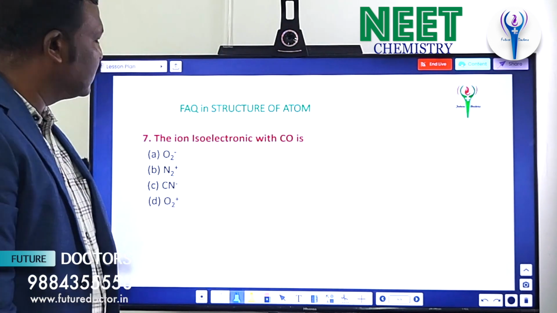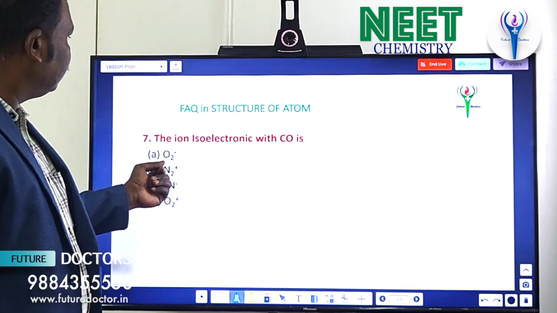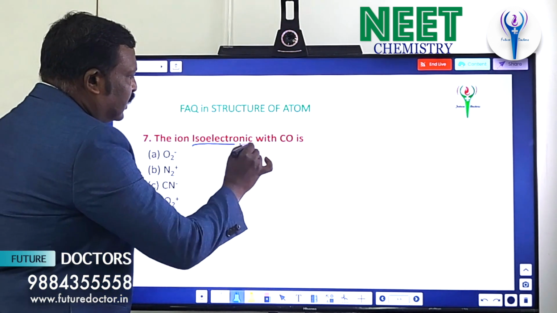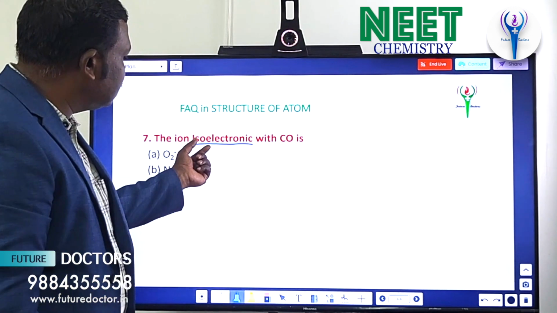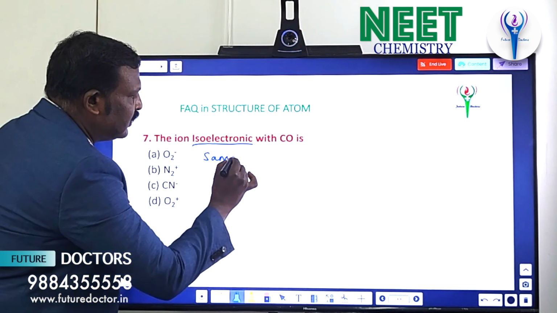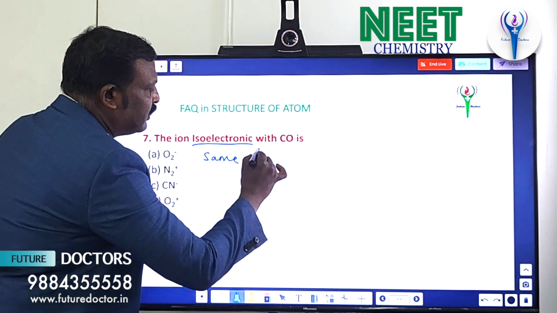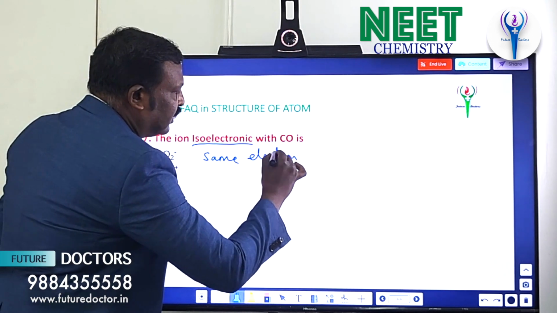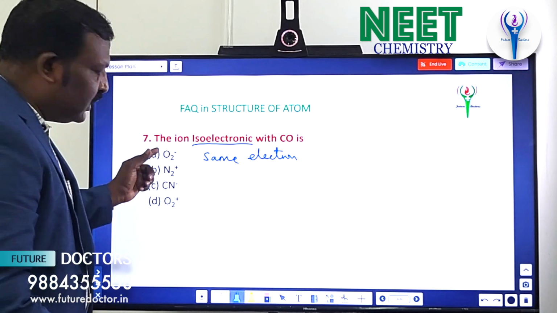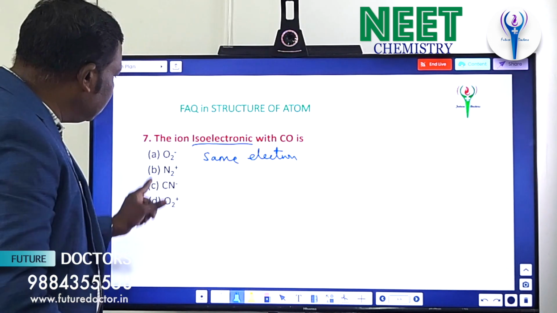Next one. The last question. Simple one. The ion isoelectronic with CO. What's the meaning of isoelectronic? Iso means same, no? Iso means what? Same. Electronic means what? Same electron. That's the meaning. Same electron. Understood? With CO. Okay. So we are given the 4 options. Which one is similar to that one?